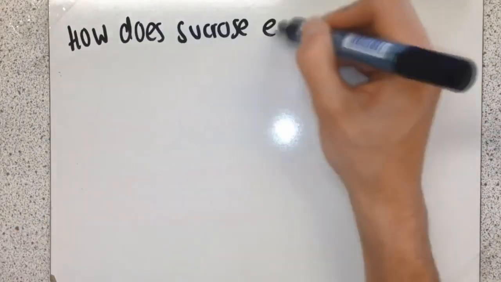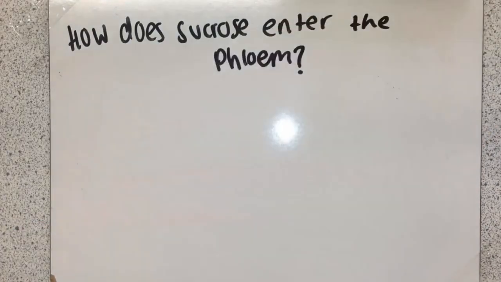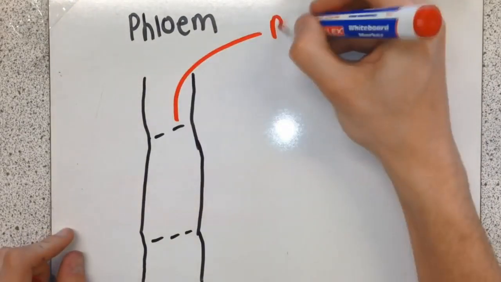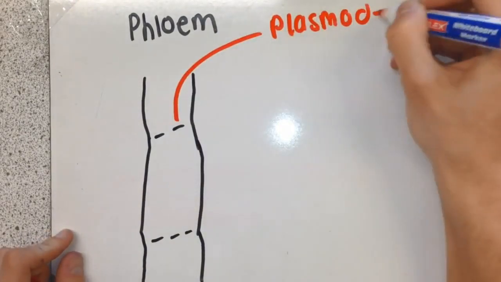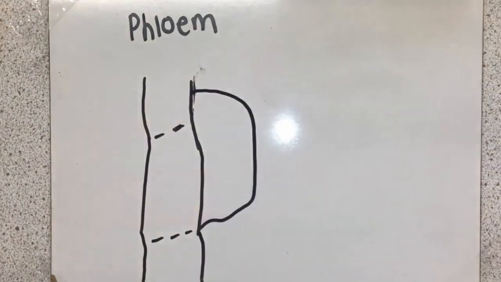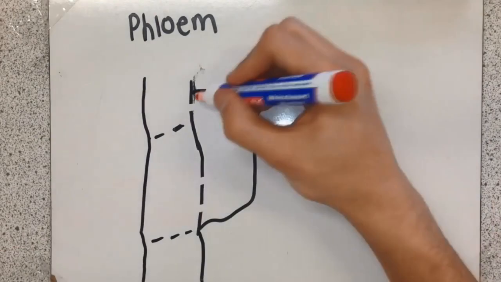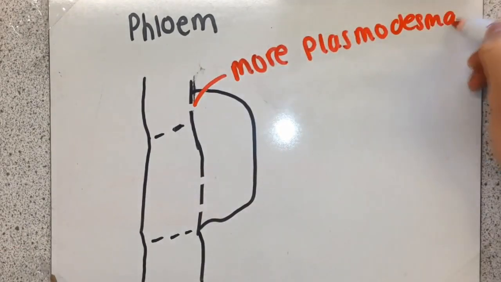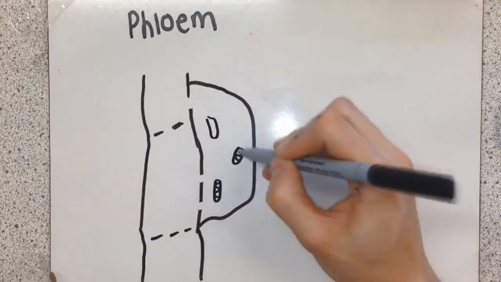So, how does sucrose enter the phloem? This here is the sieve tube elements in your phloem. These here are plasmodesmata. These are gaps in the cell walls allowing communication and the flow of minerals between the cells. Here is a companion cell, with more plasmodesmata, this time linking the cytoplasms of the sieve tube elements and the companion cells. For decoration, I've added some mitochondria.